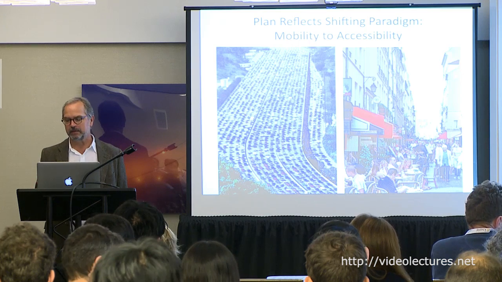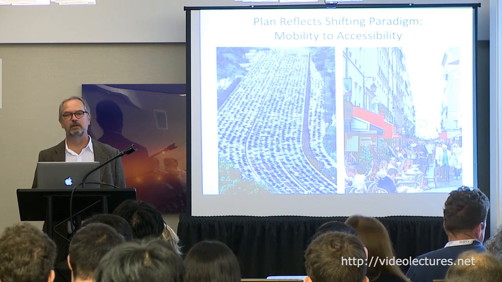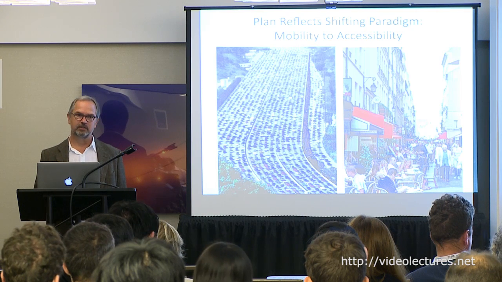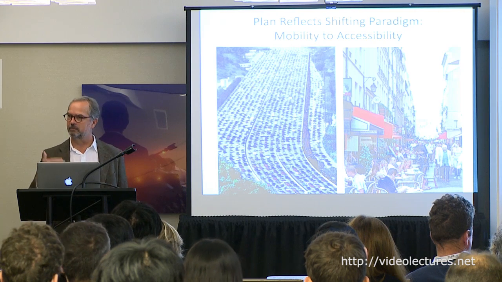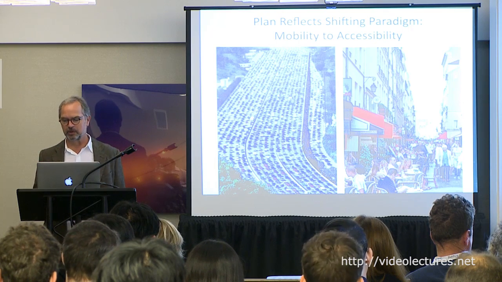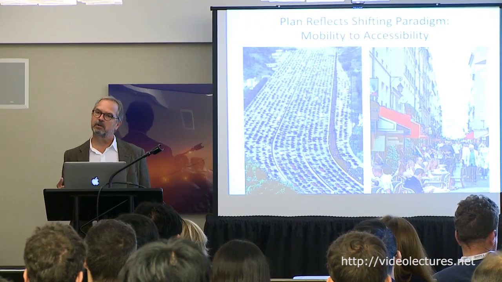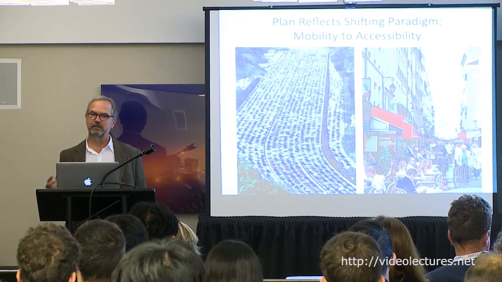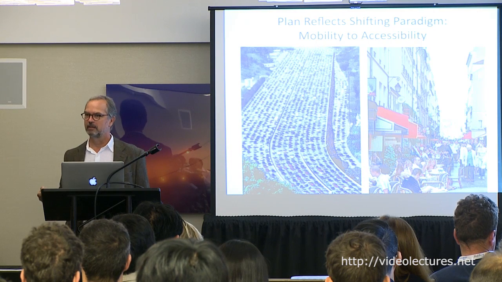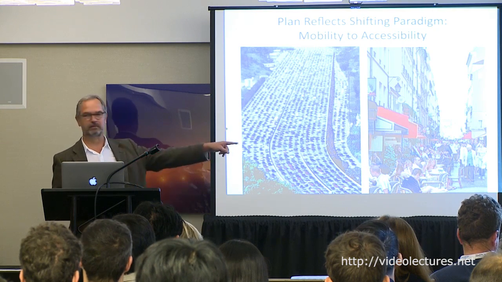So what's beginning to happen is a shift in the paradigm of planning from simply a level of service orientation around mobility, moving people efficiently, looking at it from an infrastructure perspective, to focusing much more on the individuals and how easy it is for them to have access to the opportunities they want to engage in. And that doesn't necessarily mean moving fast, right?